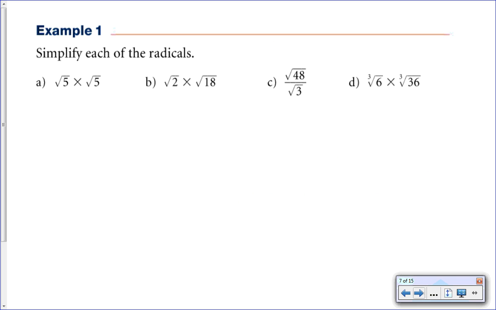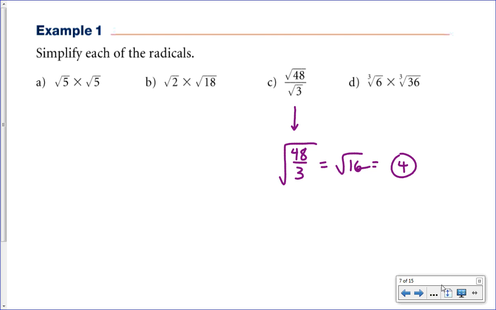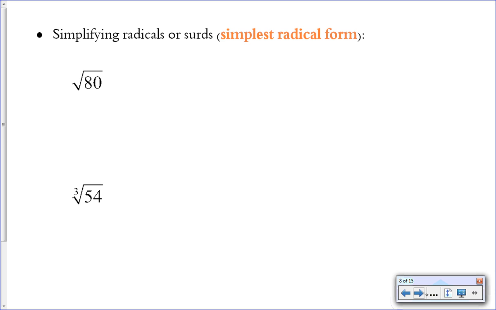We don't need to do all these examples, but we could look at just part C here. Because they're both square roots, I can combine, make it 48 over 3. That does simplify to the square root of 16, and that's something I know. So you can see how these properties are nice at times.